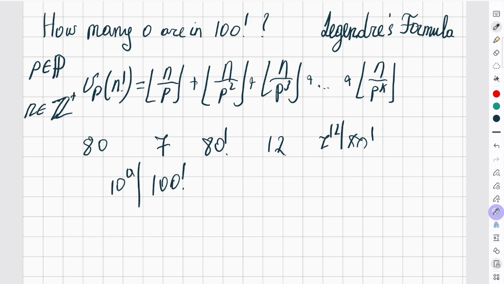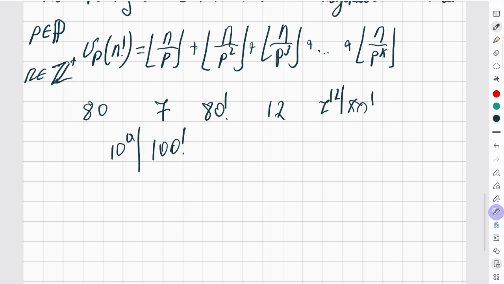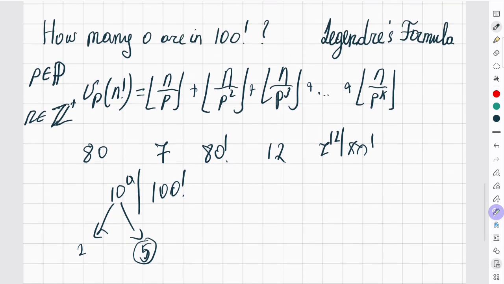But there's a problem. We said that we use Legendre's formula for prime numbers, but 10 is not a prime number. However, we can just divide it into two parts, 2 and 5. It is obvious that there are fewer 5s. The power of 5 is less than the power of 2. So if I calculate the number of 5s in 100 factorial, we will easily find the number of 10s also. It means the number of zeros according to this question.